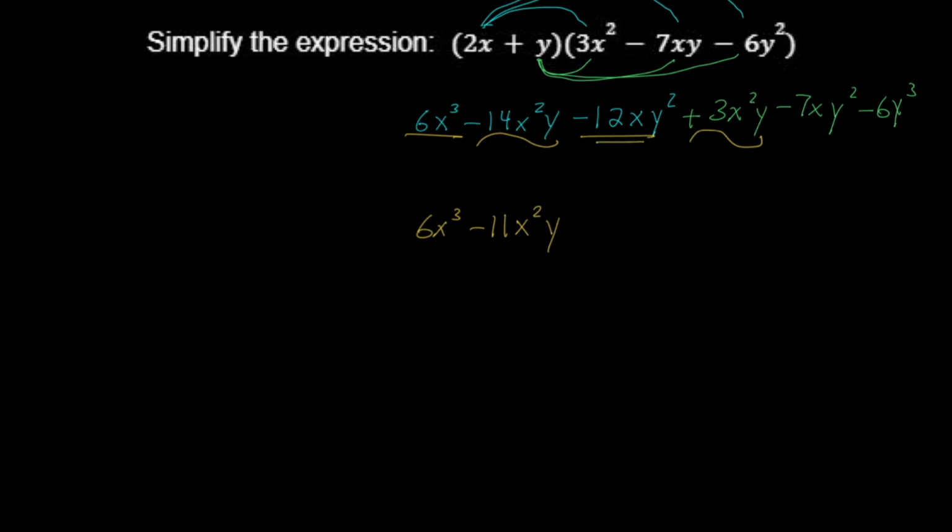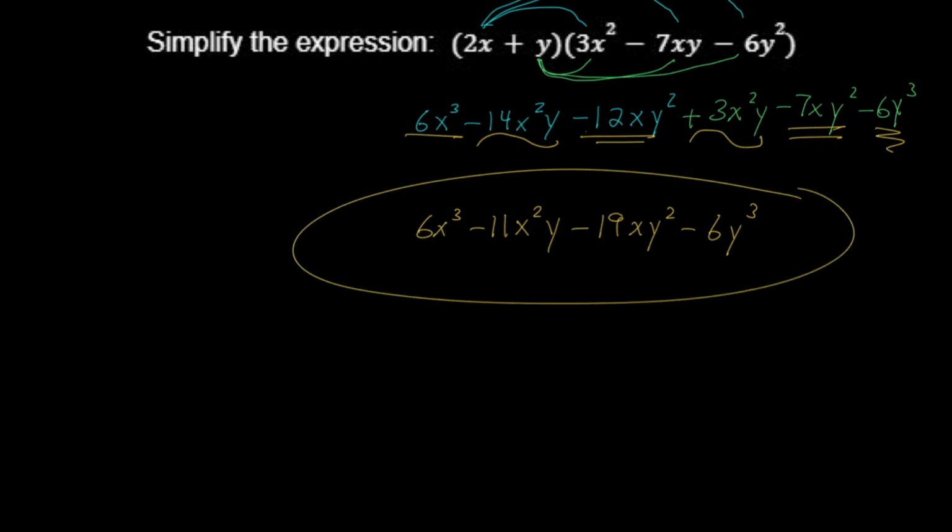Then we have negative 12xy squared. We also have a negative 7xy squared. Combining them gives us negative 19xy squared. And then lastly, my last term is just going to come down. And that's my answer.